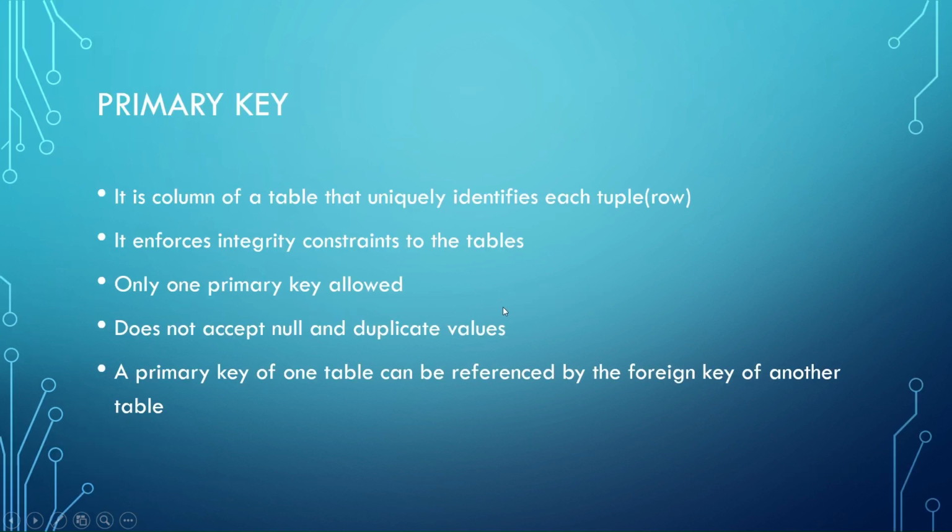A primary key we can define on columns, and it uniquely identifies each piece of data, and it enforces integrity constraints. That is, with the help of the primary key we can refer to other columns in other tables. Only one primary key should be present in one table, and it does not accept null values, and duplicate values are also not accepted. And I already said that it can be referenced by the foreign key of another table.